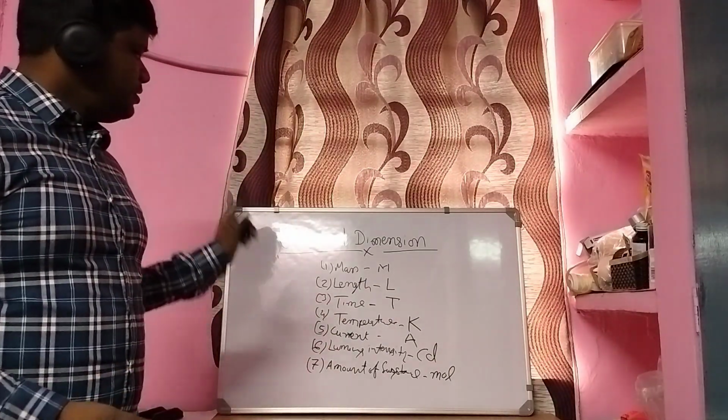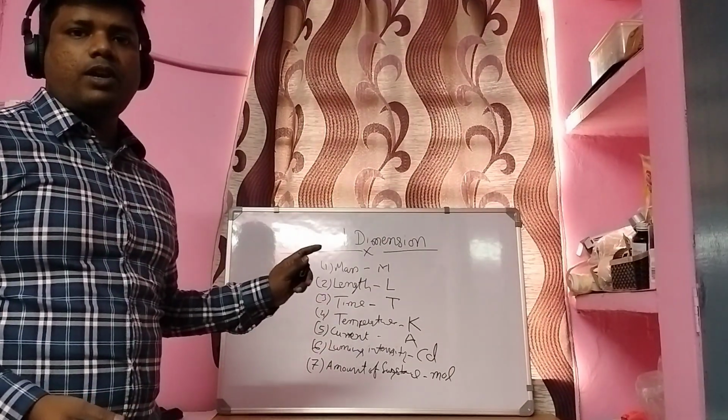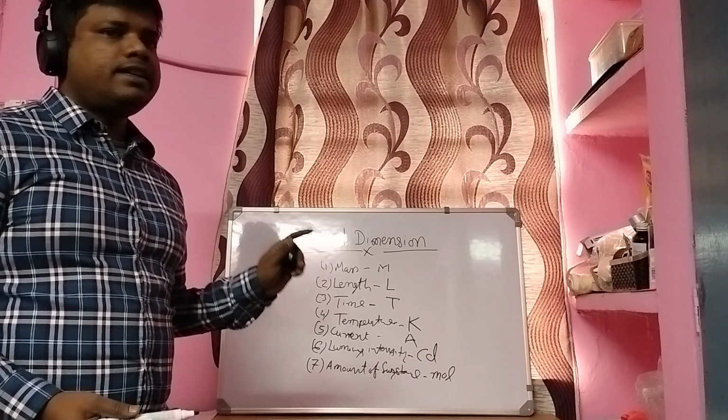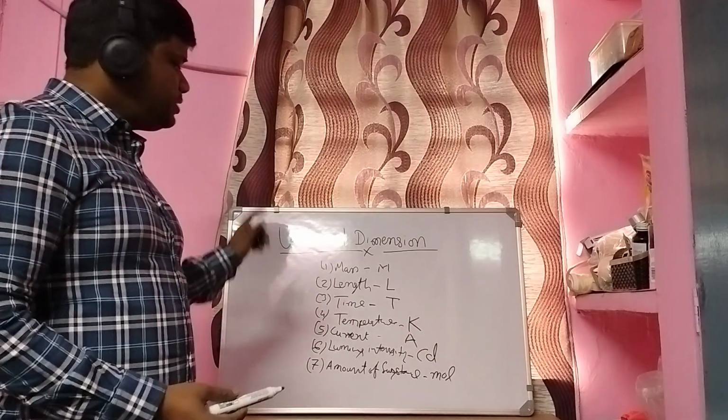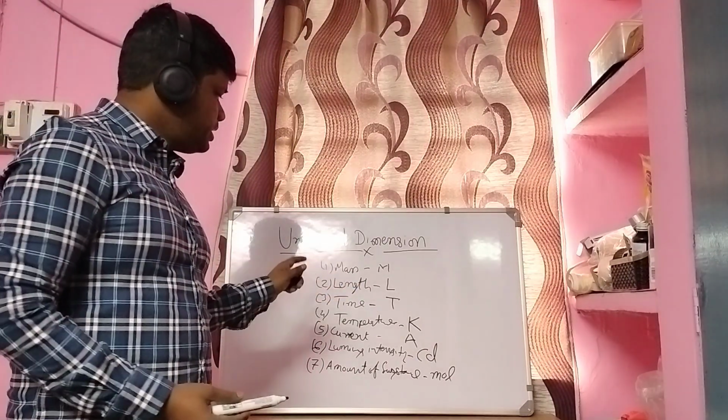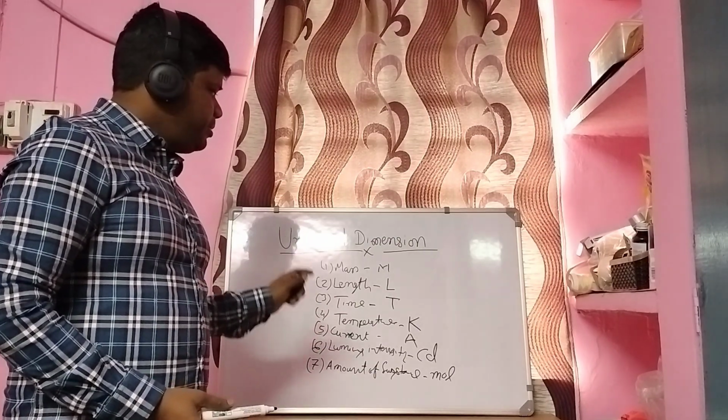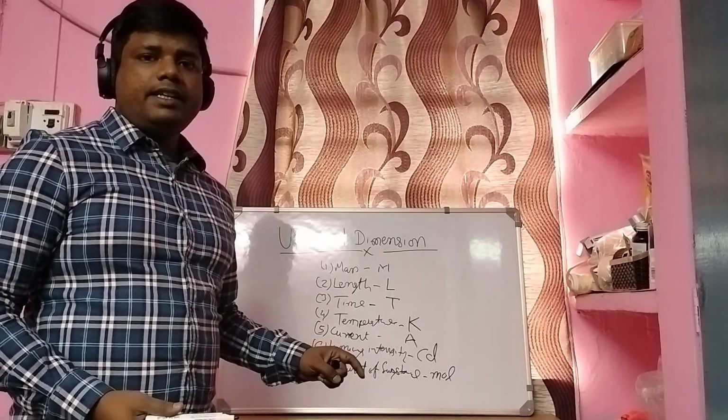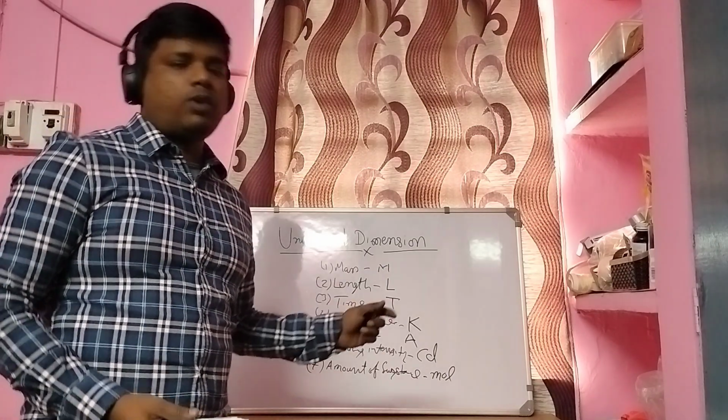So these are seven fundamental quantities, and all the quantities in the world are derived from these fundamental quantities. So these quantities are very important, and any quantity can be written in terms of these fundamental quantities.